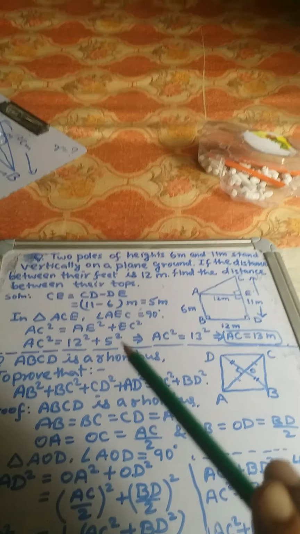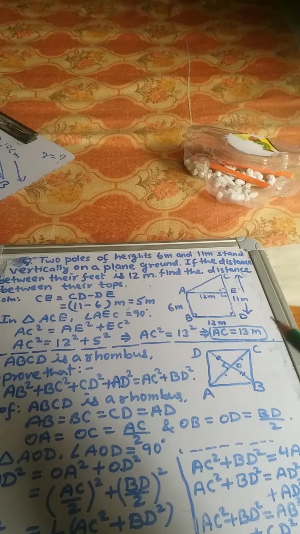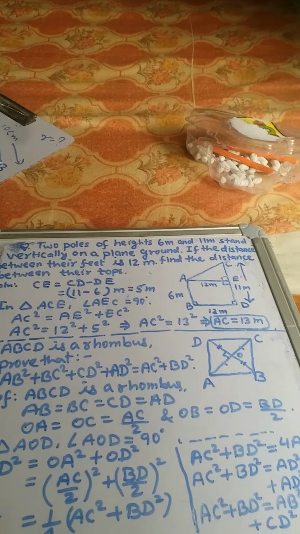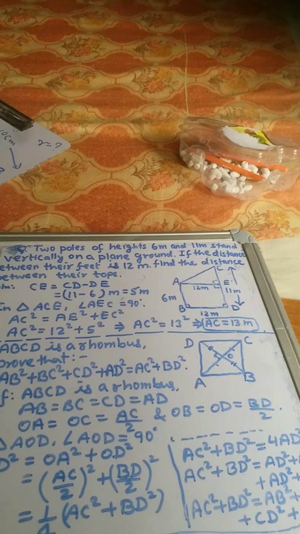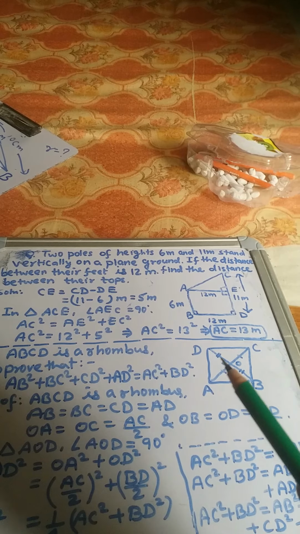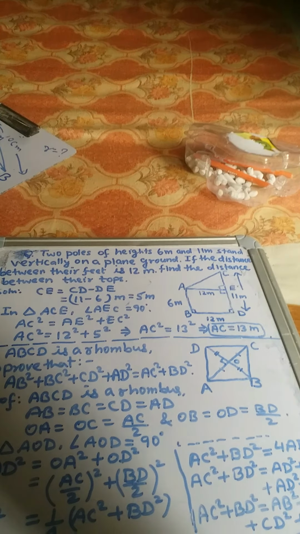So 169 is 13 square. AC square is equal to 13 square. So the AC value is 13 meters. Another value of AC will also come, that is minus 13, but the distance can never be negative. So AC equal to minus 13 is the invalid solution. So what is the AC value? That is 13 meters. AC is the distance between their tops, that is 13 meters.